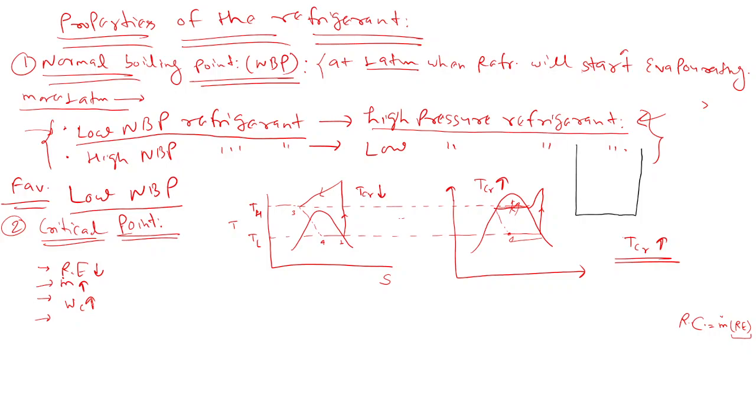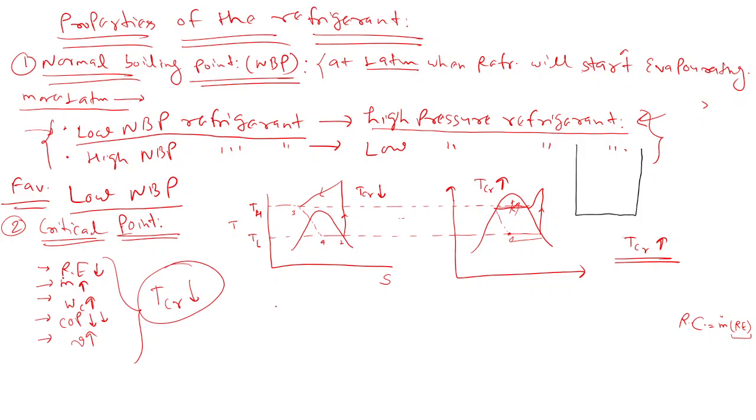Now refrigeration effect decreases and work for the compressor increases. Then what happens with COP? It will decrease, and decrease drastically. And the volume flow rate inside the cycle would be high. Why? Because everything is in the vapor zone here, right? Here it becomes liquid, and if it becomes liquid, then volume becomes low. Here it is vapor only, so this is high. So due to all these disadvantages if critical temperature is low, we want a high critical temperature.